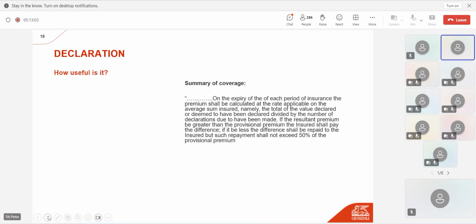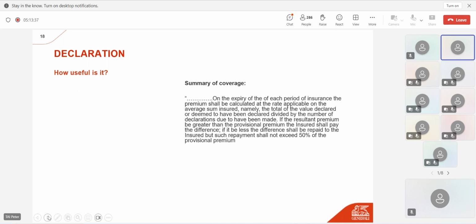Basically, declaration, the summary of the query is, on the expiry of each period of insurance, the premium shall be calculated at the rate applicable on the average sum insured, namely the total of the value declared or deemed to have been declared divided by the number of declarations due to have been made. If the resultant premium be greater than the provisional premium, the insured shall pay the difference. If it be less, the difference shall be repaid to the insured, but such repayment shall not exceed 50% of the provisional premium. Okay, so what does it mean?